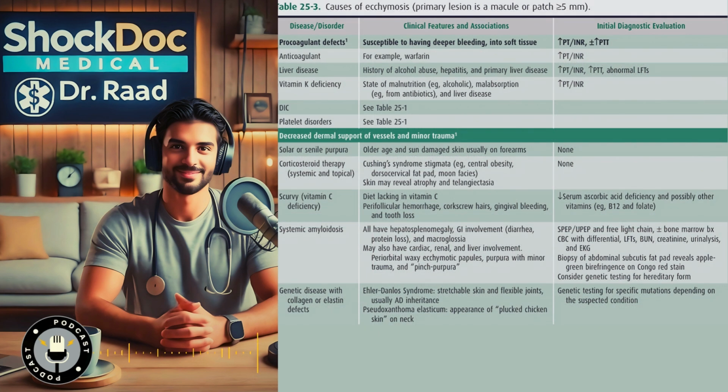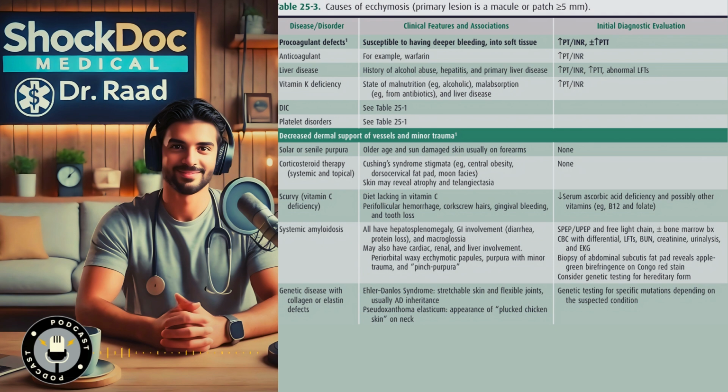Table 25-3, ecchymosis, lesion size to 5 millimeters. Moving on to ecchymosis, those larger areas of bruising. Table 25-3 guides us here. Procoagulant defects. These patients are more susceptible to deeper bleeding into soft tissues. Look for an increased PT-INR and sometimes an increased PTT.